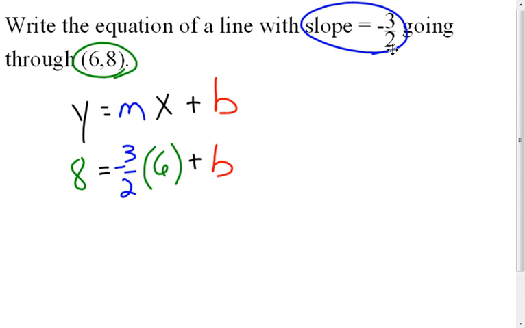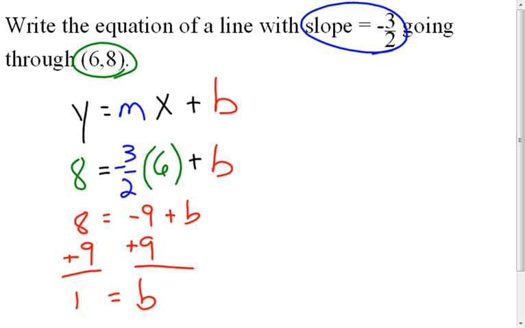Go through, solve this, multiply, and I'm going to end up with -9 here. 8 equals -9 plus b. Add my 9 to both sides, and I just found out that my b, or my y-intercept, is 17. Therefore, now I can come back to my equation: y equals mx plus b. M, the slope, is -3/2. B is 17. Right there, I have the equation of a line that has a slope of -3/2 and goes through the point (6, 8).